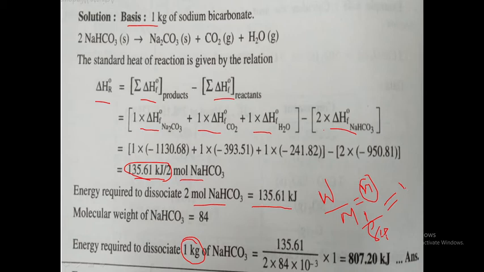As per the reaction, 2 moles of NaHCO3 correspond to 135.61 kilojoule. As per the problem, we have the number of moles, that is 1 divided by 84. Is it correct? That is the mole value. So here 2 moles correspond to 135.61, and we have 1 by 84.